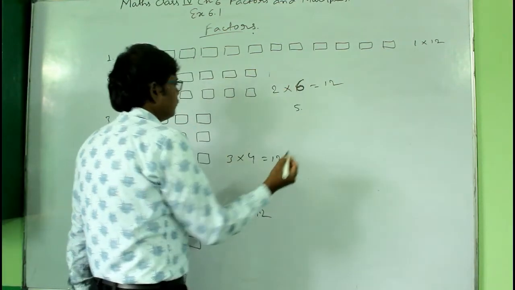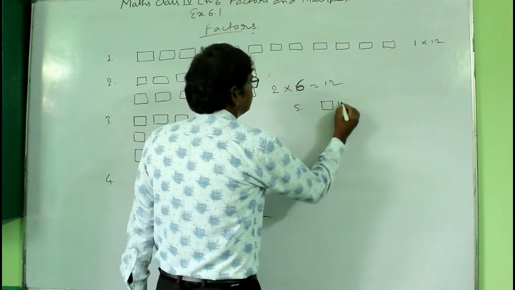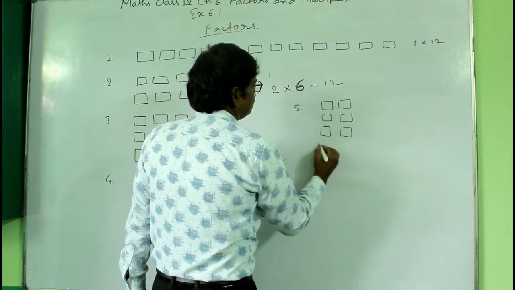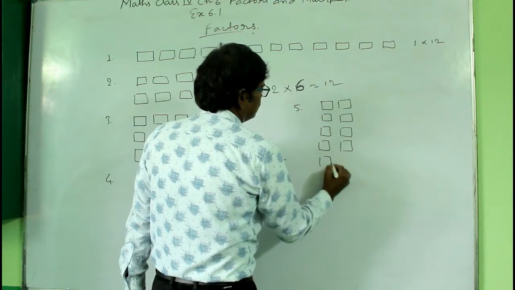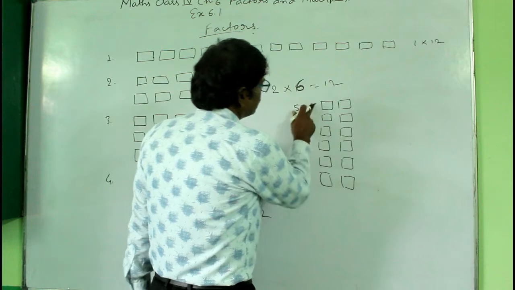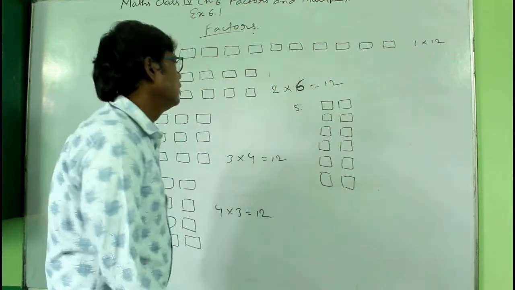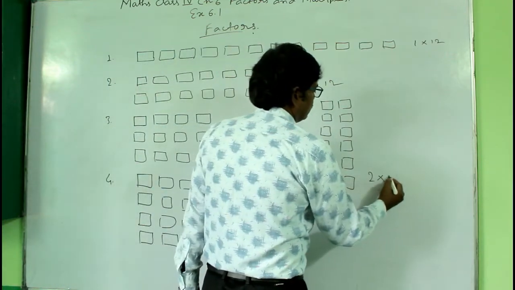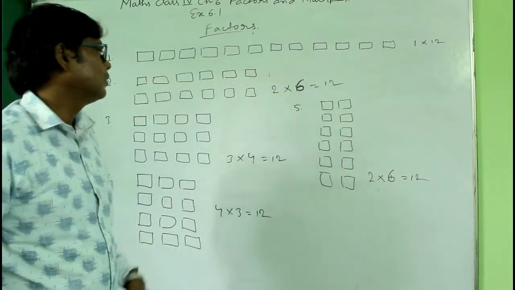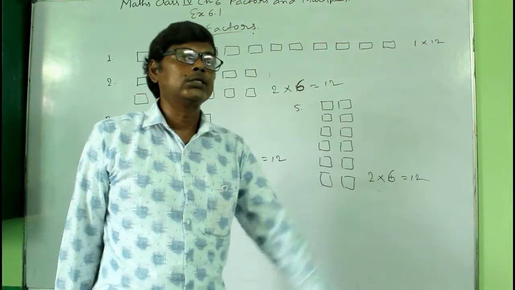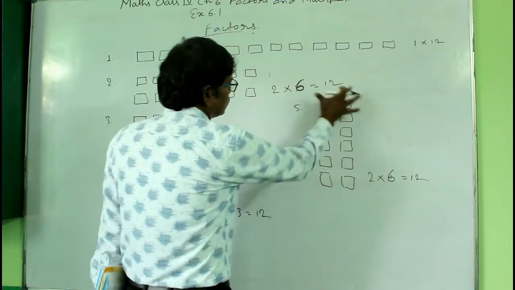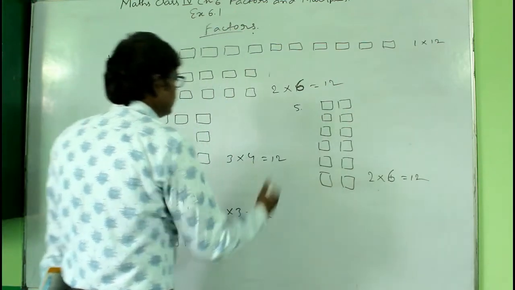If in one row you have 2 chocolates, 3 plus 3, 6. Now you have 12 here. So you have 2 into 6 chocolates, that is 12. This is also an arrangement. In one row you have 2 chocolates, and there are 6 rows. There are 6 rows but 2 columns only.